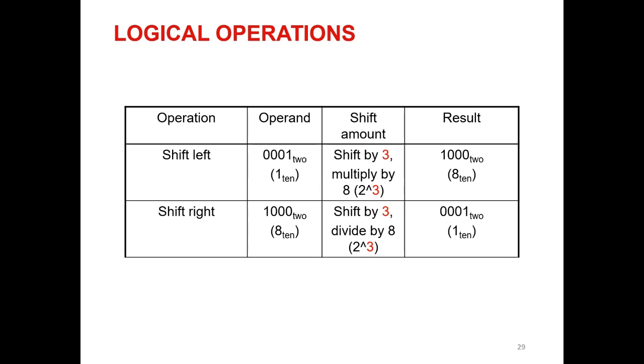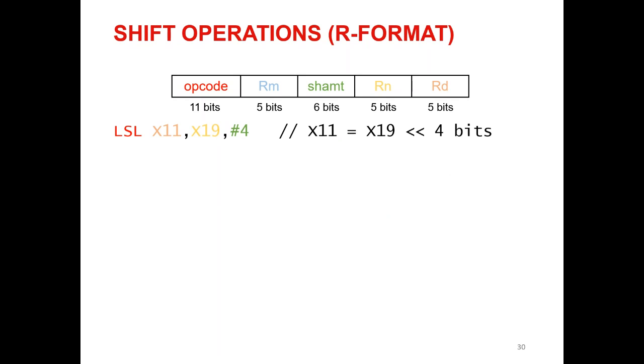So here you have a kind of summary. These operations are useful, as I have mentioned, for multiplying and dividing. Then let's see how these operations are represented in machine code. We use a format we have already seen, the R format, the register format. So they have the same format as the add operations. We just have a different operation code, but the rest of the fields are the same.